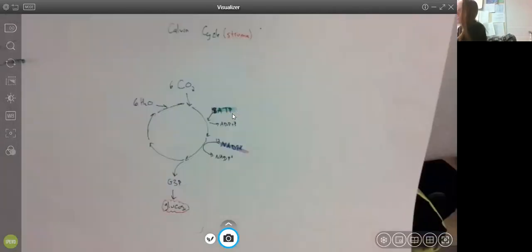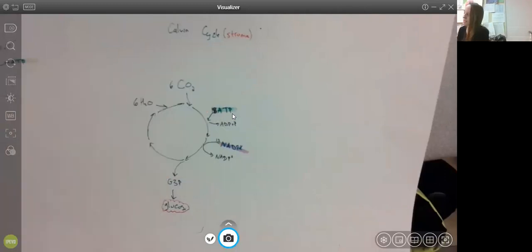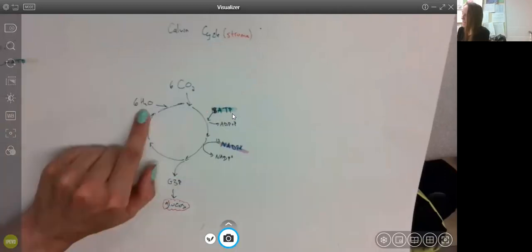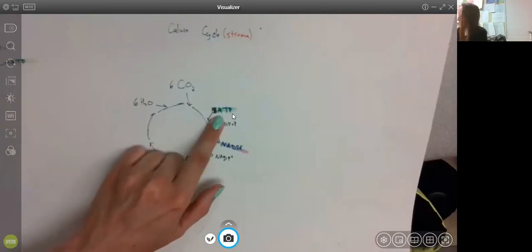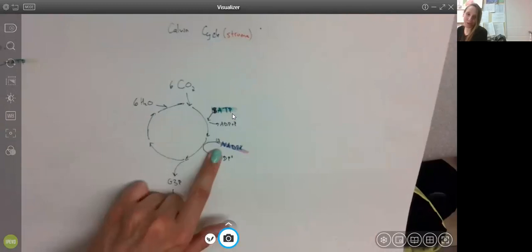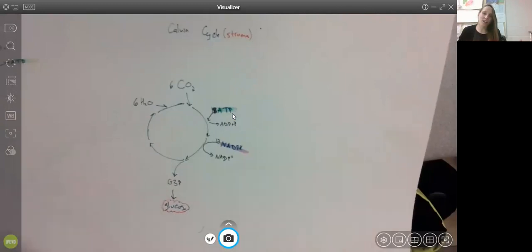Okay, which happens in the stroma of the chloroplast. In this case, we have 6 carbon dioxide and 6 water reacting with 18 ATP, 12 NADPH, and making G3P, which then gets converted into glucose. And all of this that we've talked about, all of this photosynthesis, the point of all of it is just to make this glucose. That is the stored energy that a plant needs.